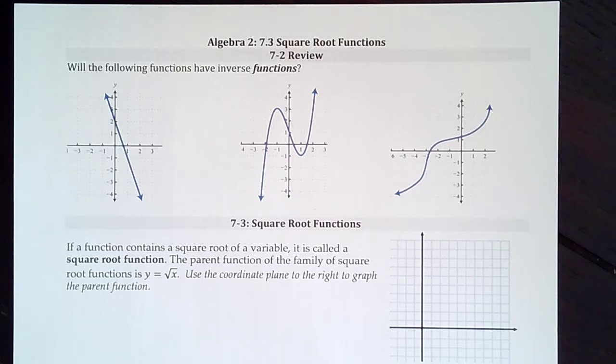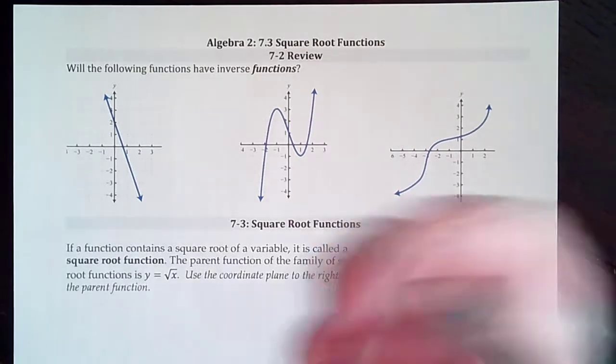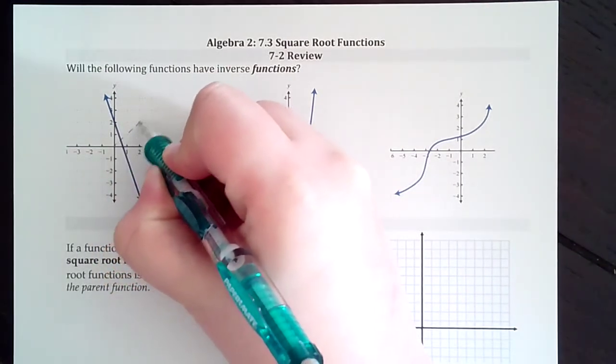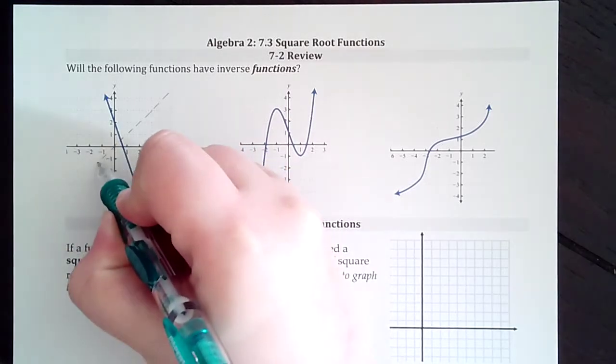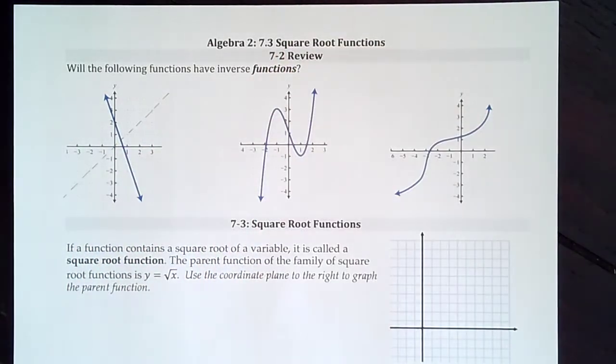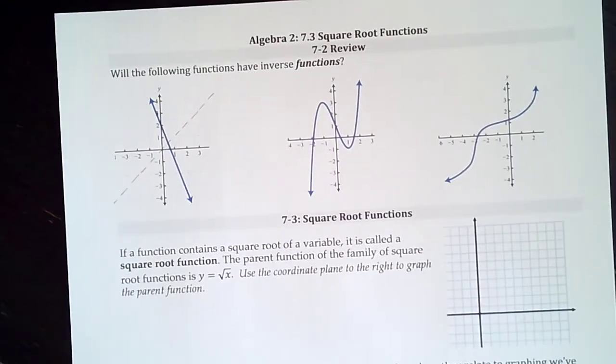So before we jump into 7.3, let's jump into 7.2 review. Will the following functions have inverse functions? If you remember from our last video, inverse functions are ones that are mirrored over the identity function, y equals x, over this line here. So in theory, if I mirror each of these over and they still create a function, then we do in fact have an inverse. However, if we mirror it and it turns out to not be a function, that's when we can't say that we have an inverse function because it doesn't follow the rules that a function needs to.